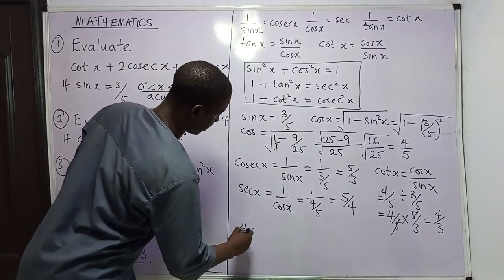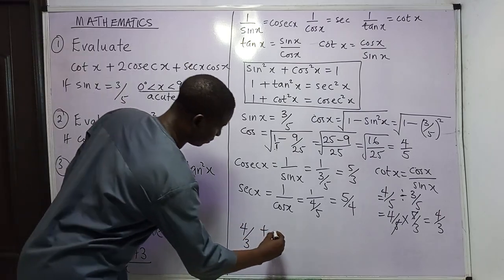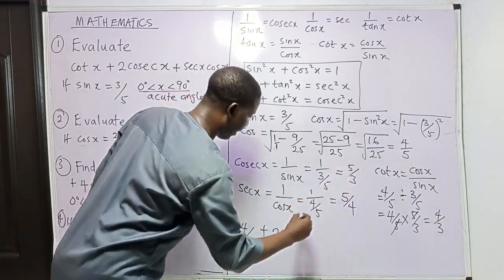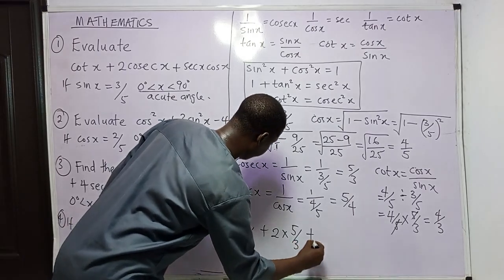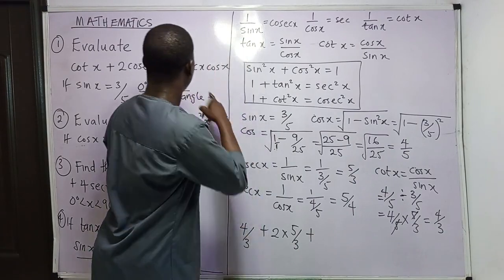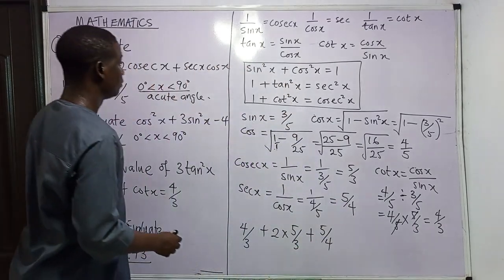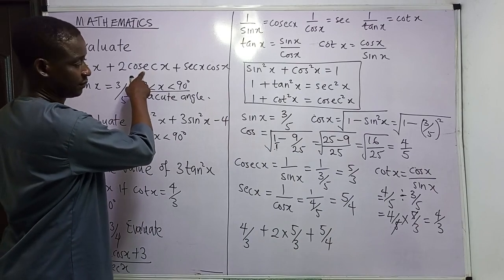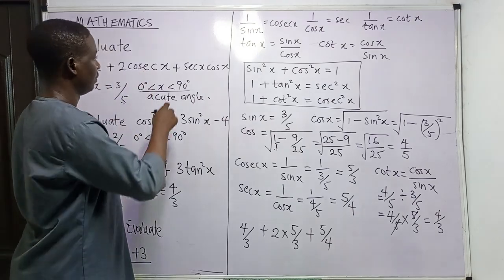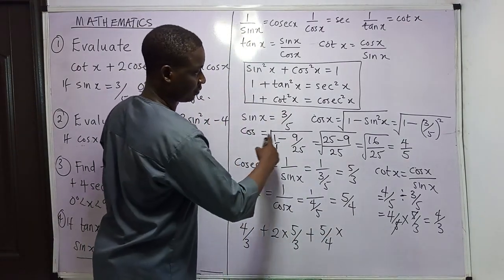4/3. Plus, what is our cosec x? 2 times cosec x is what? 5/3, plus sec x. Cos x is what? What is sec x? Sec x is 5/4. Don't forget cosec x is what? 5/3. Why is sec x 5/4? 5/4 times, what is cos? Cos is what? 4/5.